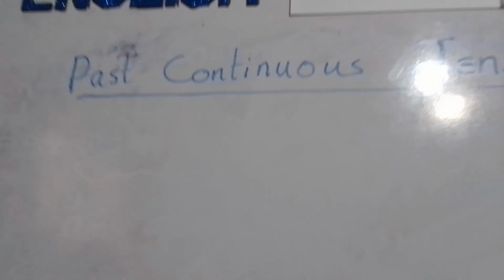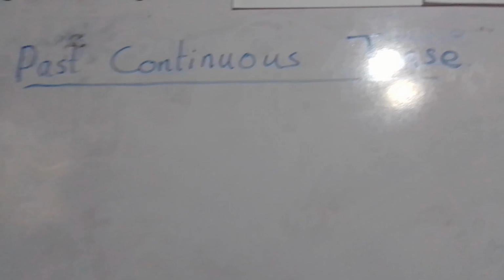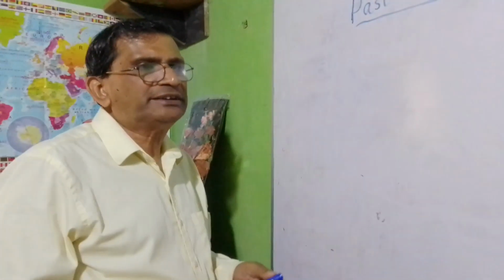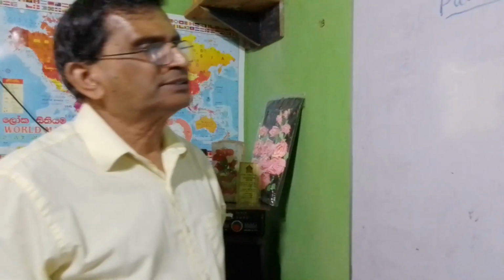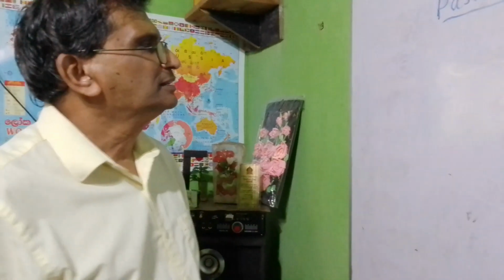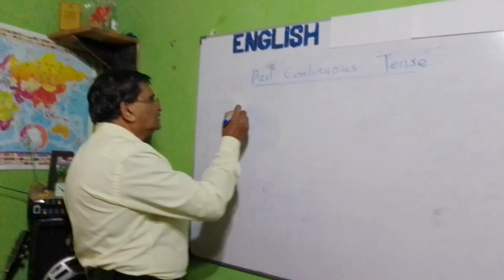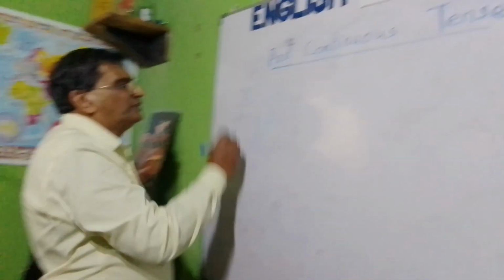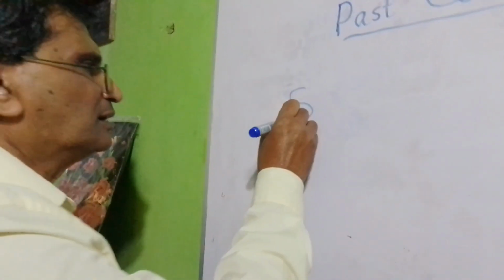When you are writing a sentence in the past continuous tense, what will you write first? What is the first part that you write? When you are writing a sentence in past continuous tense, first you have to write the subject. Okay, I will name it as S.